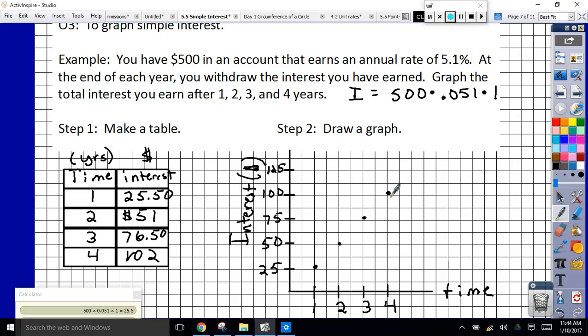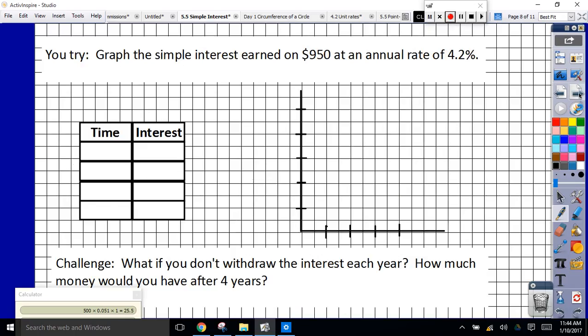Okay, any questions about this? Okay, I want you to try the next one. You're going to make a graph, and let me take a look at the challenge. I want you to think about this. If you get your graph made and you have extra time while other people are still working, think about what if you don't withdraw the interest each year. So you're thinking about a compound interest scenario. You might want to make a new table with the new amounts and figure out how much you have. I encourage you to try that challenge if you have time.